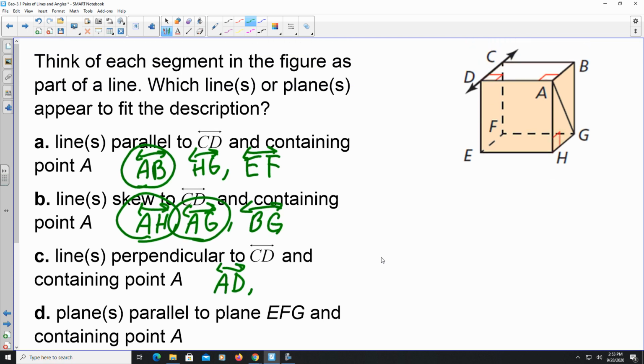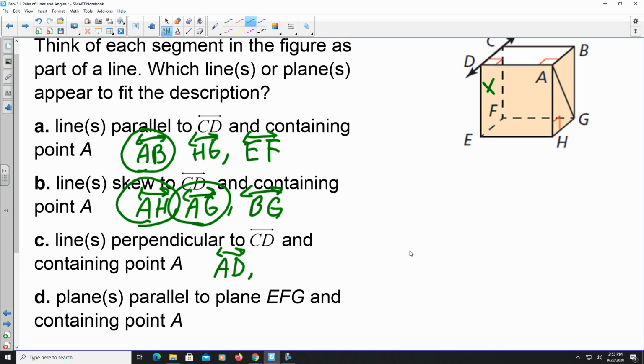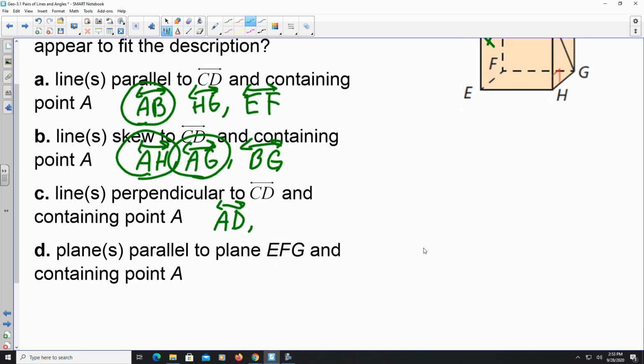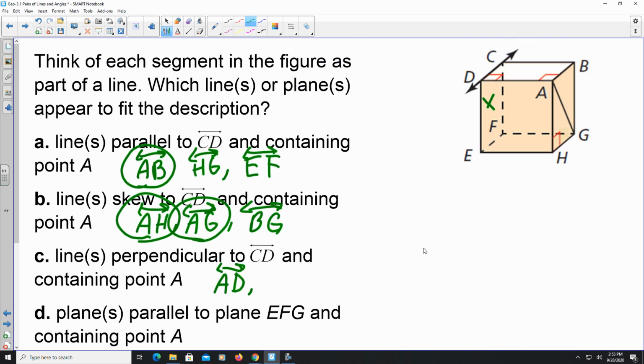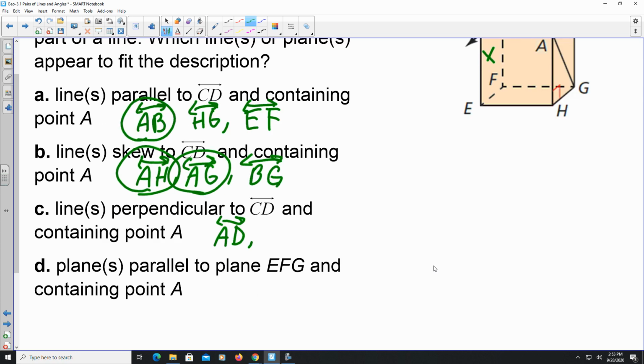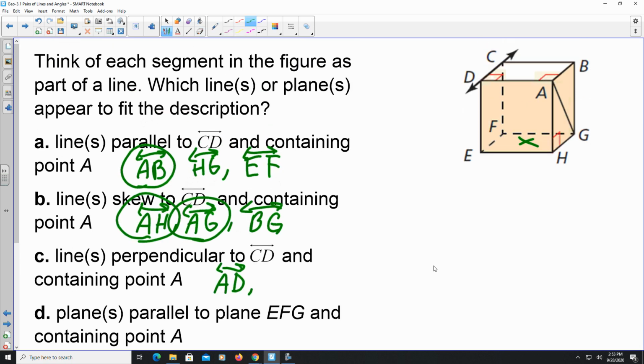EFG. So that's this one right here. You could name it however you'd want to name it. So we could say, let's see here, EFG. So we could say like ABC. No, actually, I'm sorry. It'd be this plane right here. Plane ABC would be parallel. So it'd be this one right there.